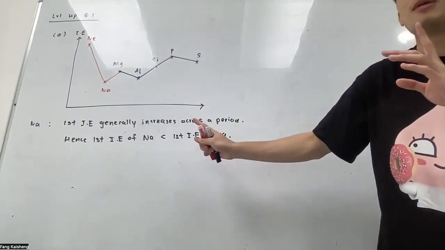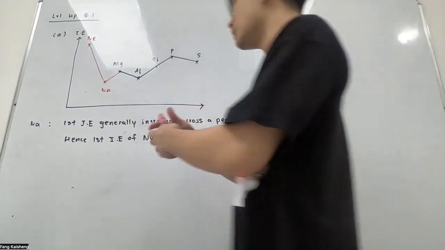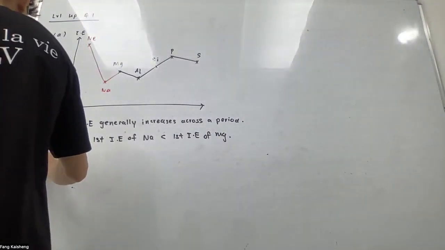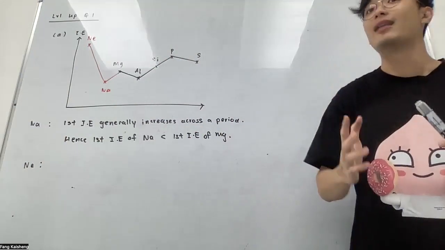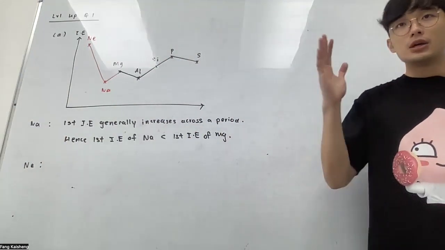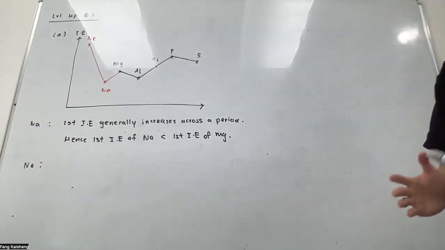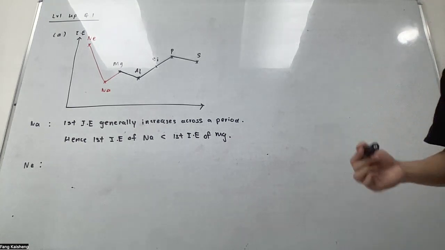We still don't have our 1 mark yet, by the way. We still need to explain neon. That's how demanding some of the exam questions can be. They are very, very demanding. So I need you all to take a look at neon now. How do we explain neon? Maybe we can explain a little bit more.